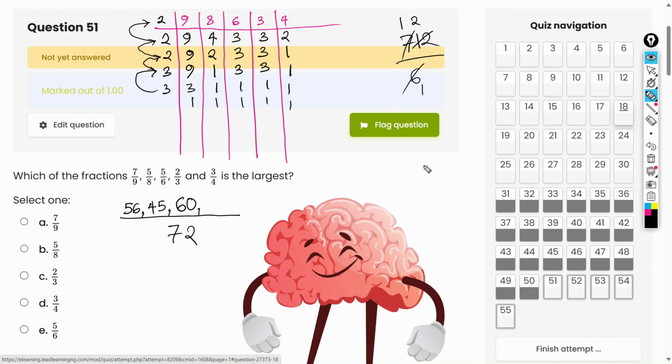3 into 72, 72 divided by 3. 3 into 7 is 2. Remember 1. 3 into 12 is 4. So that's 24. So 3 into 72 is 24. 24 times 2 is 48.